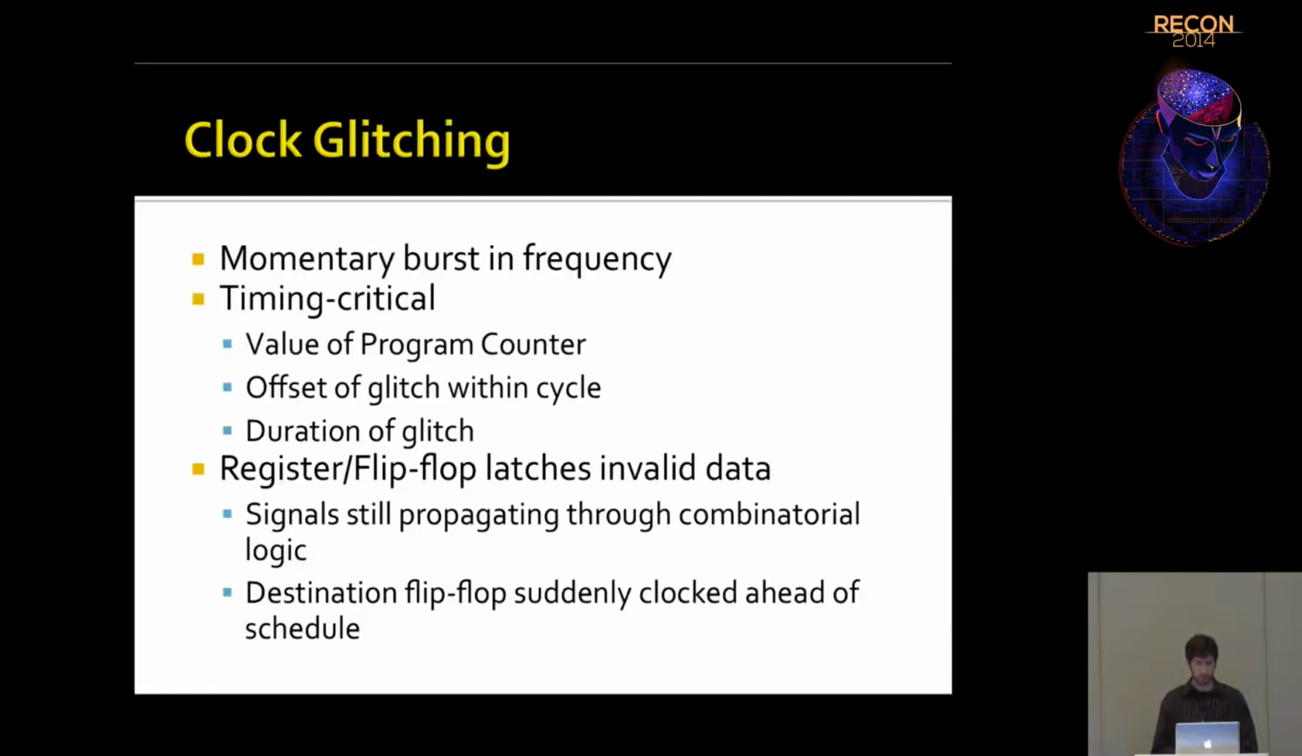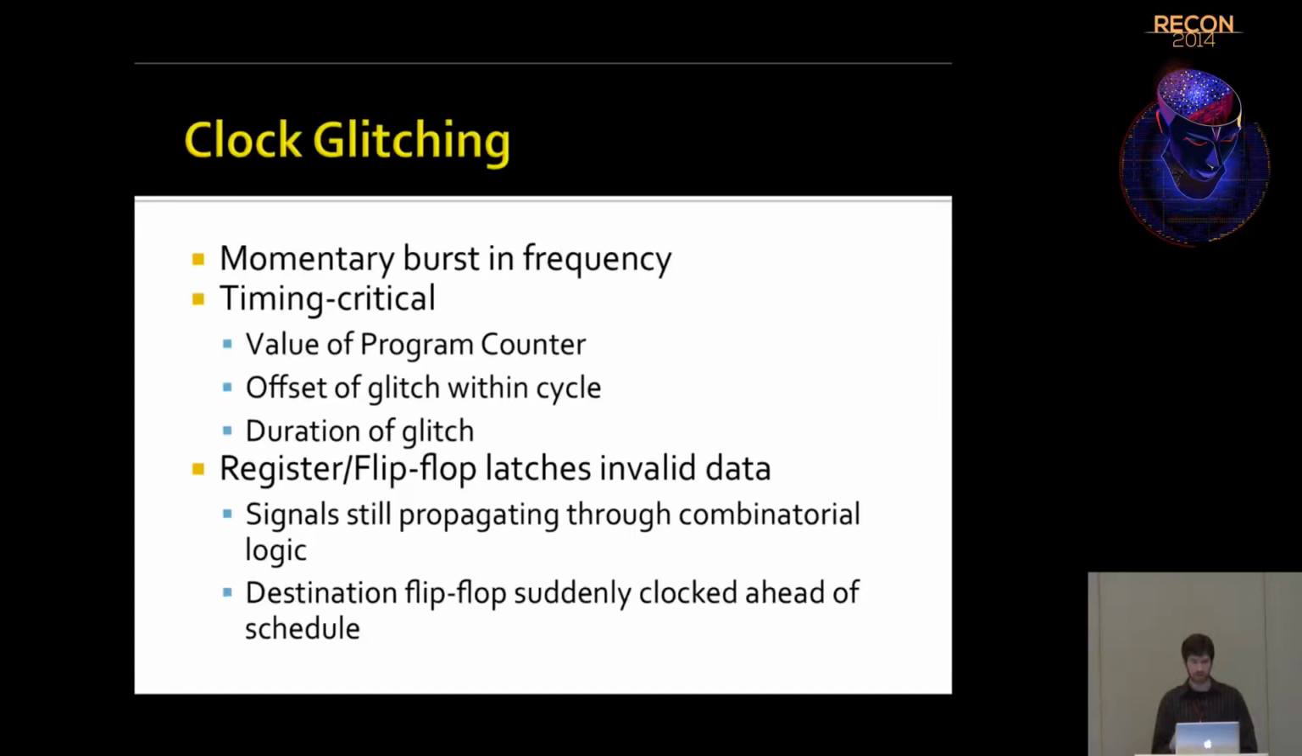So what is clock glitching? It's a momentary burst in frequency. It's absolutely timing critical with respect to the value of the program counter. It's critical to where the CPU is in its execution of the program. You have to do this glitch somewhere advantageous, maybe a loop counter or a jump that you want to get rid of.